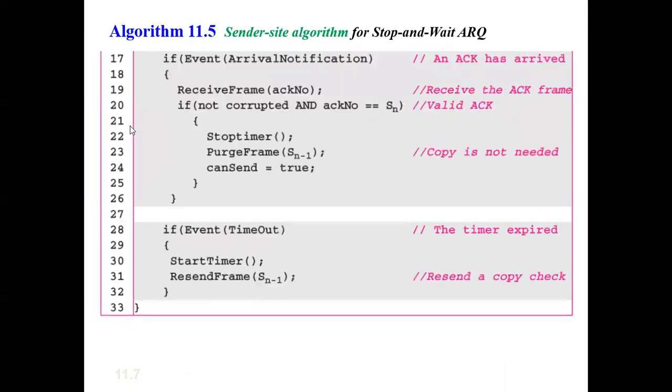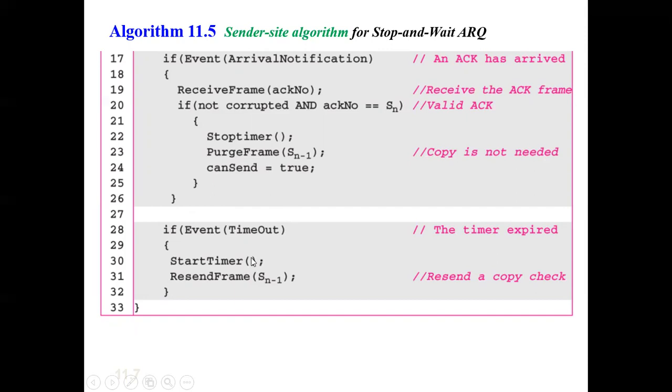The second event is if the sender receives an acknowledgement number. First, it's going to check whether the acknowledgement is not corrupted. If it is not corrupted and if it's a correct acknowledgement, then it will stop the timer and remove the copy of the frame that was stored, and then it will change the flag to true, indicating that the next frame can be sent. So once the flag is turned on, we can send the next frame.